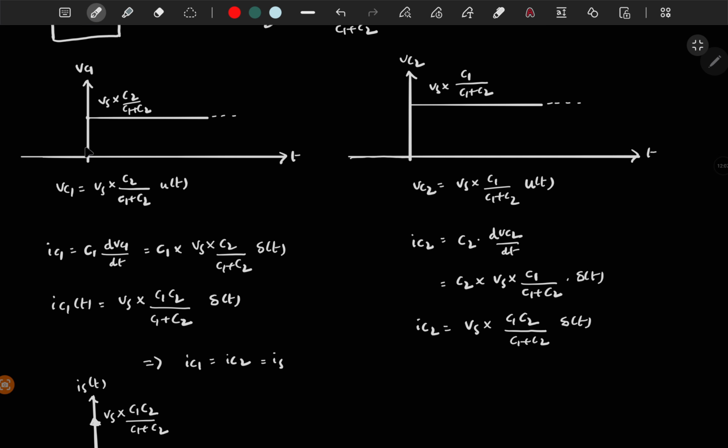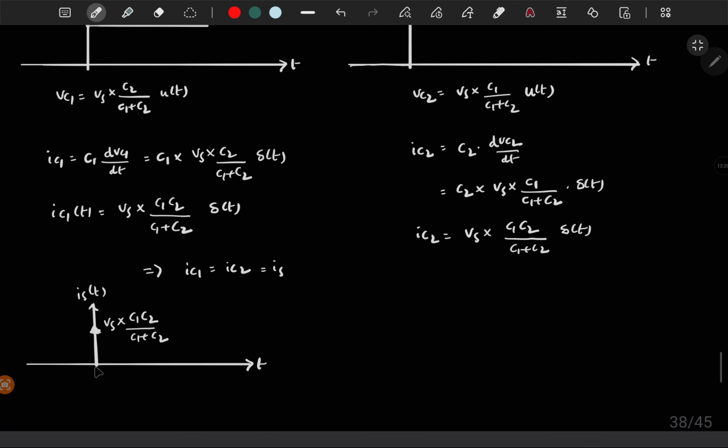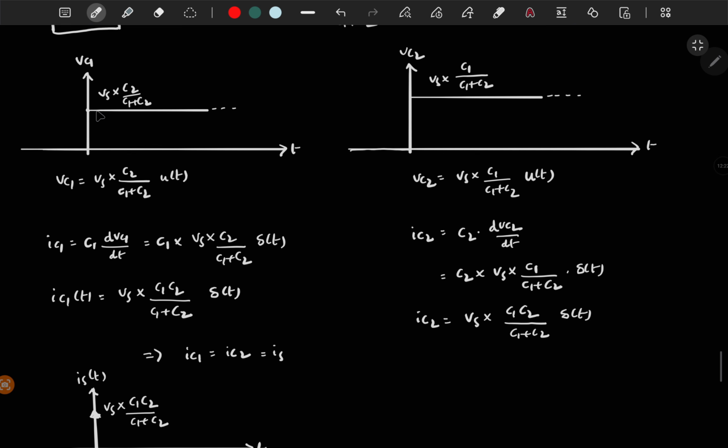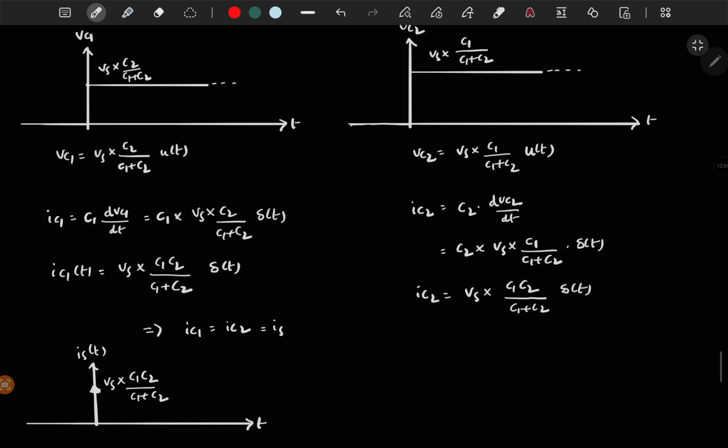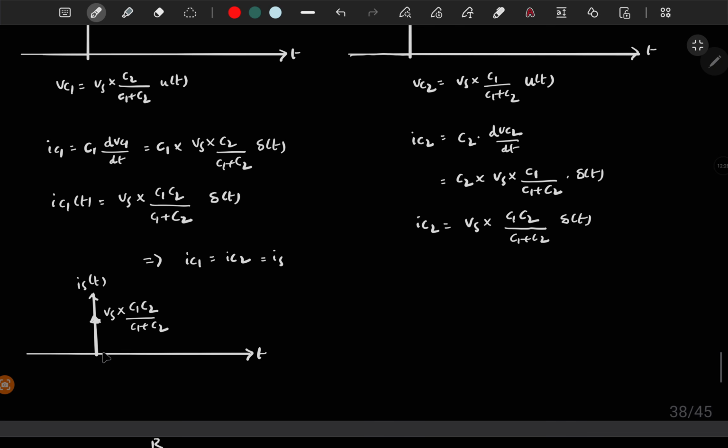From this graph, the current through the capacitor is C into dV by dt, right? Which means you have to differentiate this waveform. Here it is constant, so you will get the current as 0. And here also it is constant, so if you differentiate the constant, you will get 0. So for t greater than 0 also it is 0.